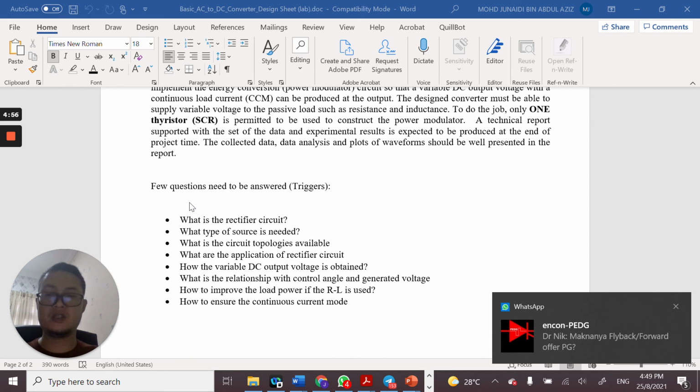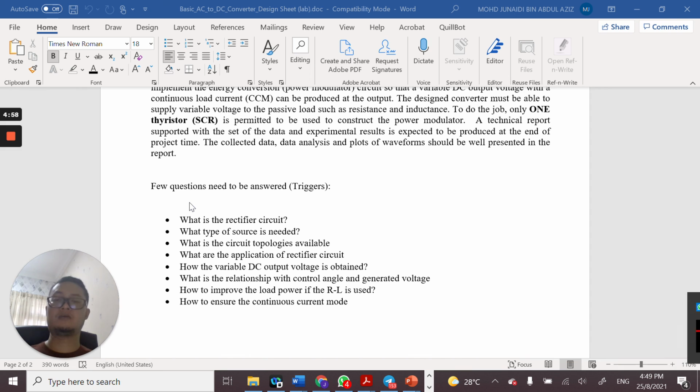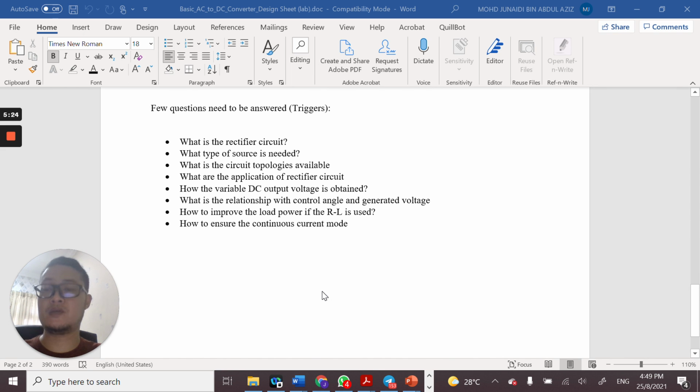So the first question is what is the rectifier circuit, followed by the source, what type of source is needed, and then what circuit topologies are available, followed by the applications of rectifier circuits, and then how to vary the output voltage, and the relationship between the control angle and the output voltage. And next is how to improve the load power if we use an RLE load. And the final one is how to ensure the continuous current mode. Okay, thank you very much.